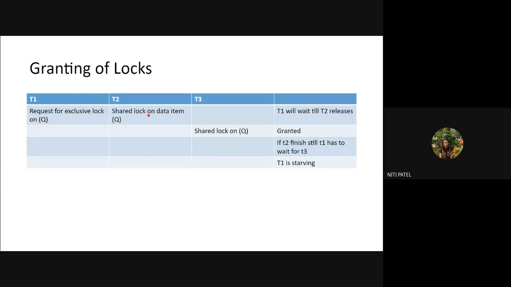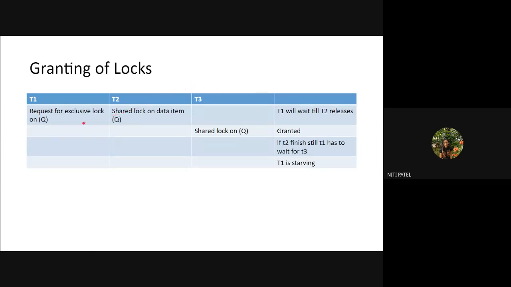But what happened in between? T3 also asked for the data item, so T3 also got the data item. So even if T2 releases, will T1 get the exclusive lock on Q? No. Why? Because along with T2, T3 was also using it. So in this case, T1 will have to wait till T2 completes and till T3 completes. When both of them complete, then only T1 will get a chance. So this is how the locks are granted, by checking all the transactions which are running inside the system.